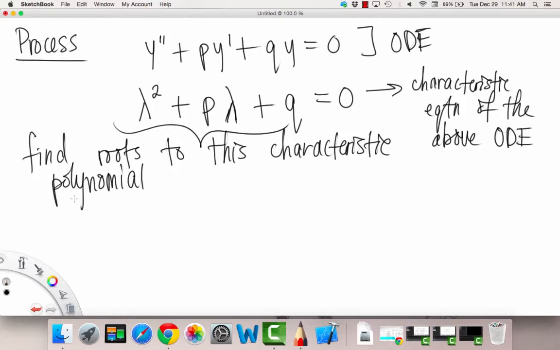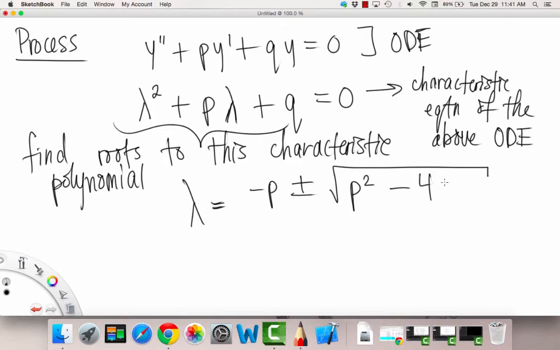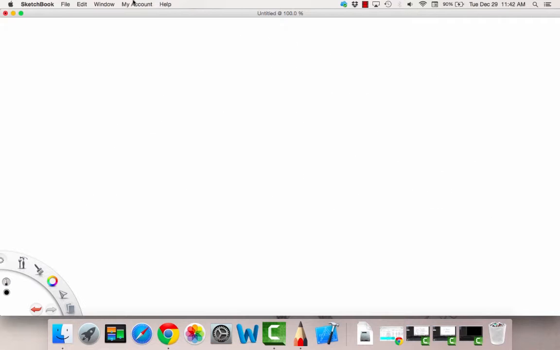So we're going to find the roots, and we do so by using the quadratic equation. So lambda is equal to negative b, which is negative p, plus or minus the square root of p squared minus 4ac, which is 4 times q in this case, and then all over 2. So this is how we find our lambda. You just plug it into the quadratic formula. And then 3 cases arise. I'll show you on the next slide what cases could arise.